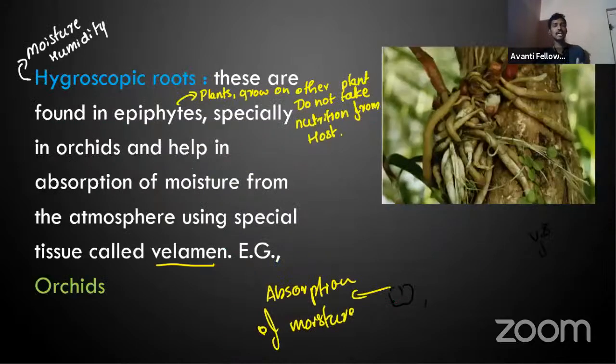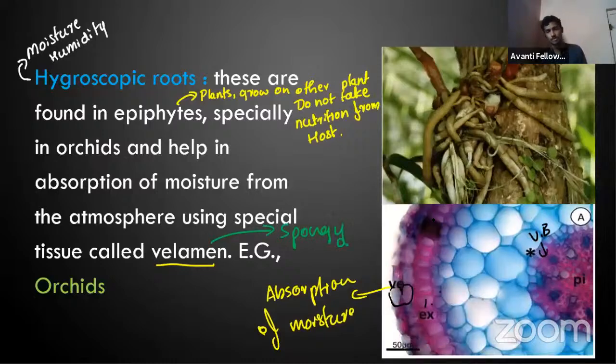Okay, so the next one is a hygroscopic root. Hygroscopic roots are the ones which will be present in epiphytes. Epiphytes are plants which grow on other plants, but they won't take nutrition. If they take nutrition, they will become parasites, right? So they grow on the other plant and produce a kind of root which has a modification, that means an extra layer called a velamen layer. This velamen is a spongy layer, which helps in absorption of the moisture which is present in the air.